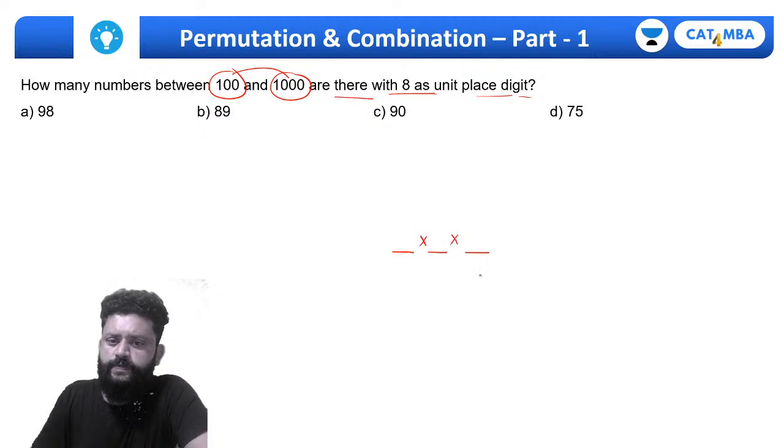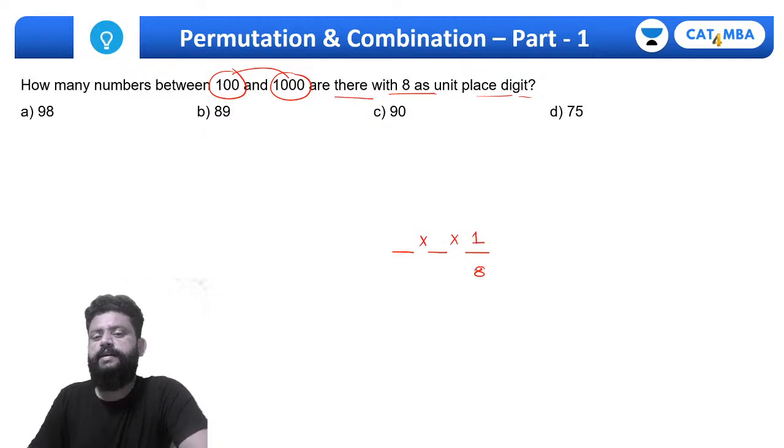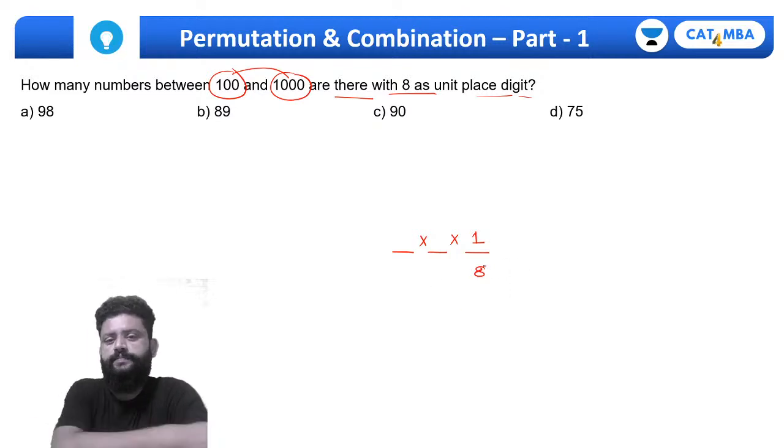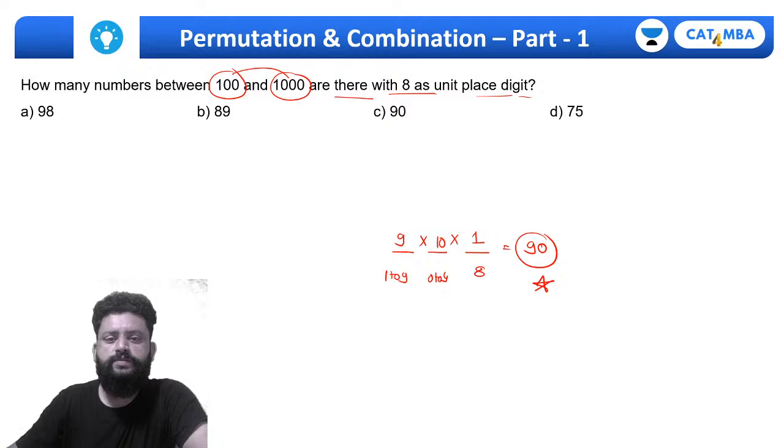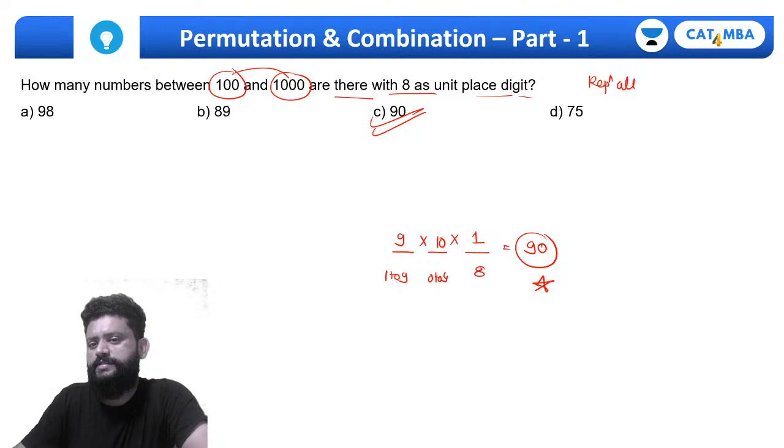So we want the units place digit to be 8, so we don't have multiple choices, just one, it has to be 8. For the first place we can have any digit from 1 to 9, that is 9 choices, and for the second place we have 0 to 9, that is 10 choices. So totally we have 90 numbers possible. Given that repetition is not mentioned, repetition is definitely allowed.